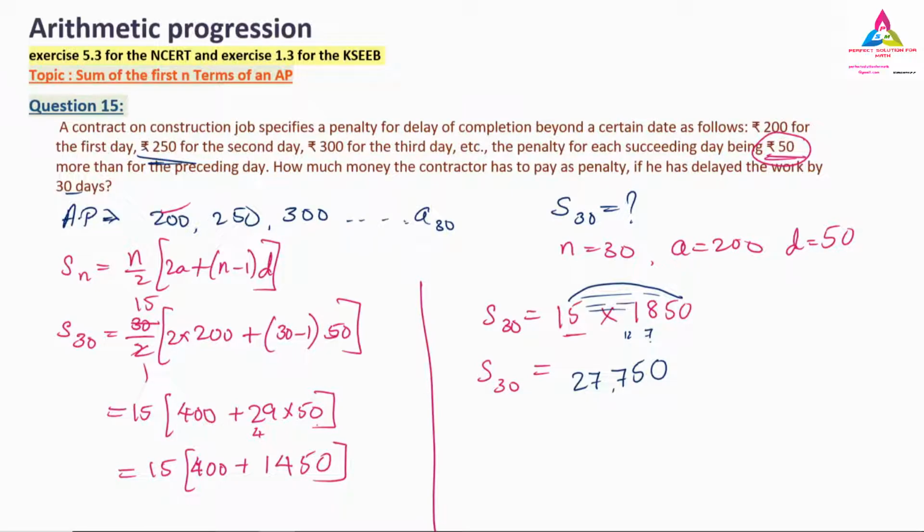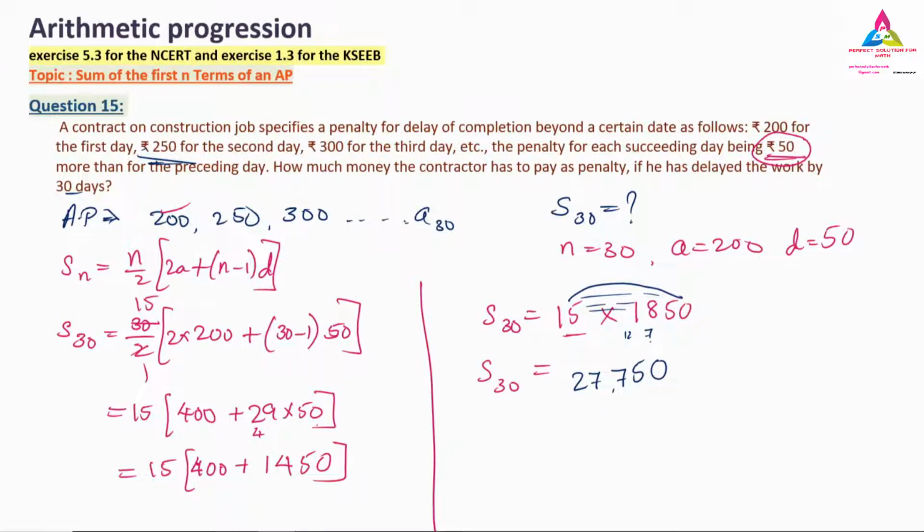27,750 is the total amount the contractor has to pay. So lastly you can write down how much money the contractor has to pay as a penalty, that is rupees 27,750, because he delayed for 30 days.